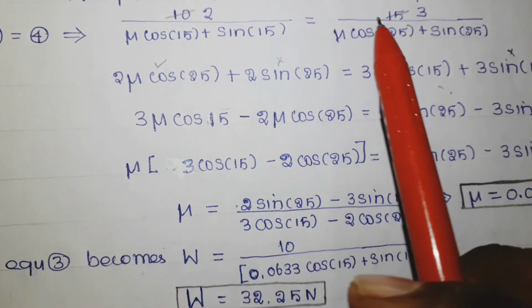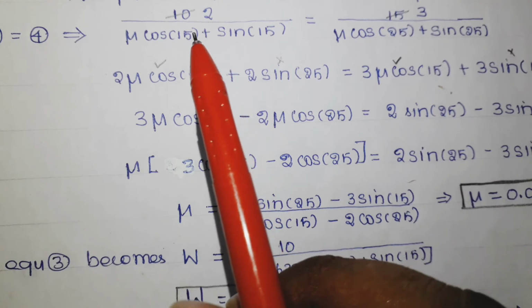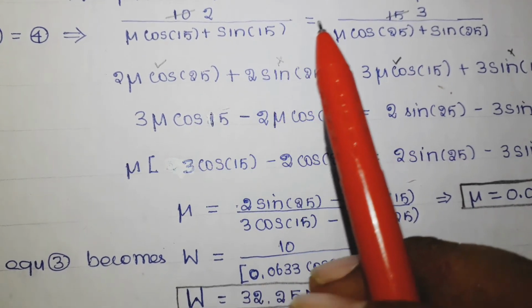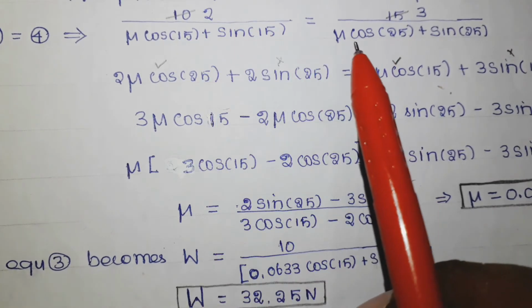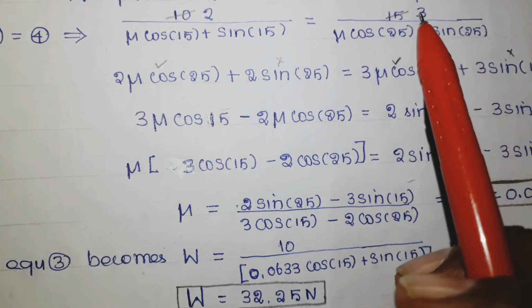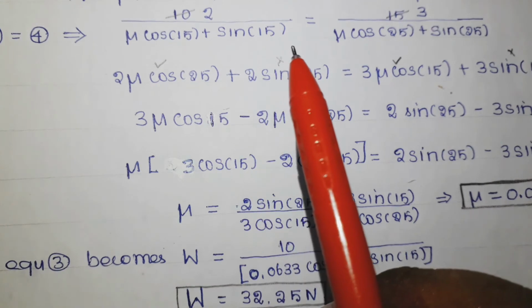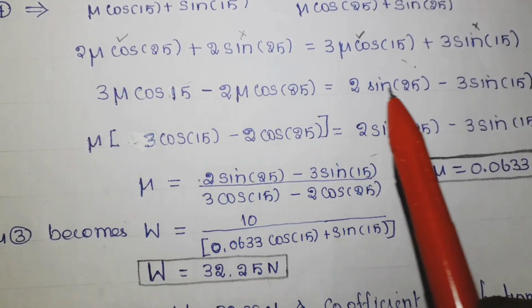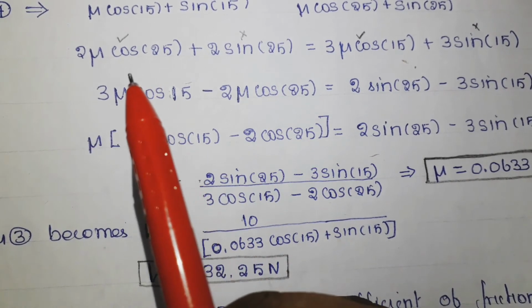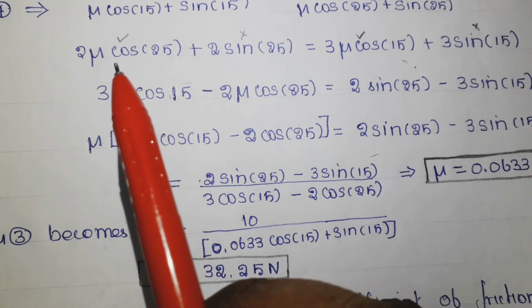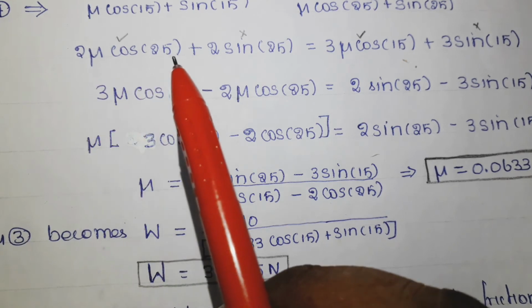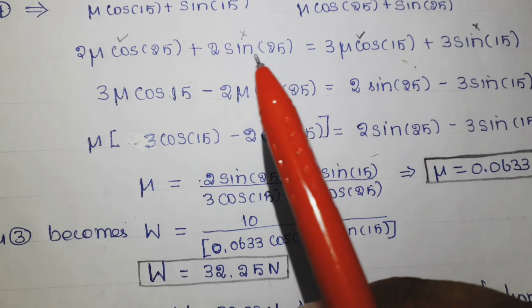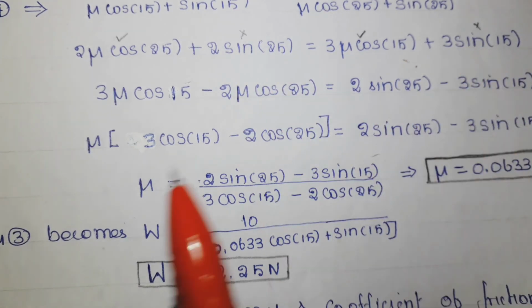Here you have 10, here you have 15, so you just cancel it by 5. Here you have 2, here you have 3. Now do the cross multiplication. That means 2 should be multiplied with this denominator and 3 should be multiplied with this denominator. Finally you will get the equation as something like this. Now in this equation I am going to consider only the mu terms. So in this term you have the mu, and similarly here also you have the mu. Now the remaining two terms are marked by the into symbol.